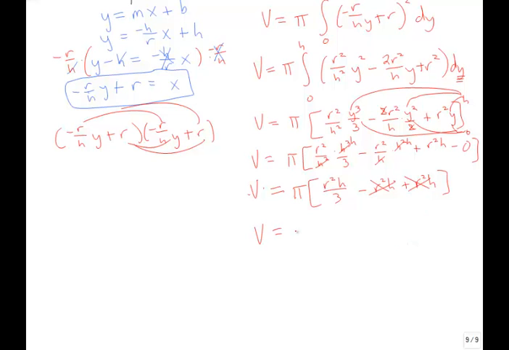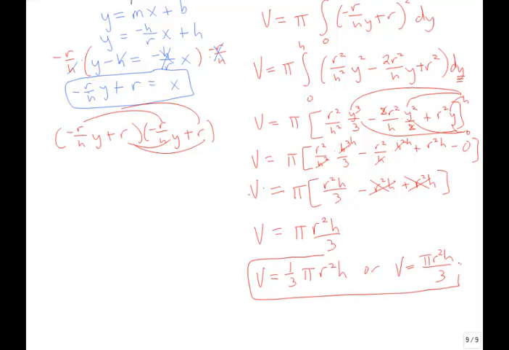So what we're left with is pi times r squared h over 3. You could write that as 1/3, pulling that 1/3 out front, and then leaving the pi r squared h next to it. Or you could write that as pi r squared h all over 3. Both of those are the same expression. And that's exactly what we were trying to prove, that the volume of a right circular cone was equal to 1/3 pi r squared h.